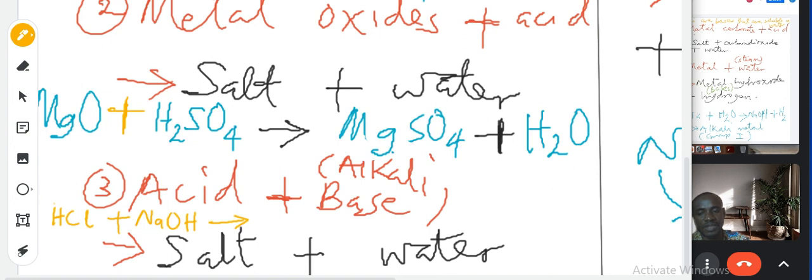Although it's better to write the base first before the acid, it doesn't matter. You just write the formula, because it's always good to write the metallic stuff first before the non-metallic. In fact, in the equation, the metallic element comes first.